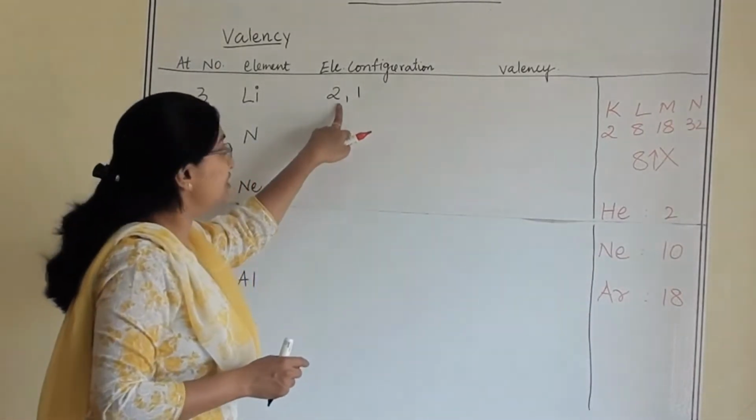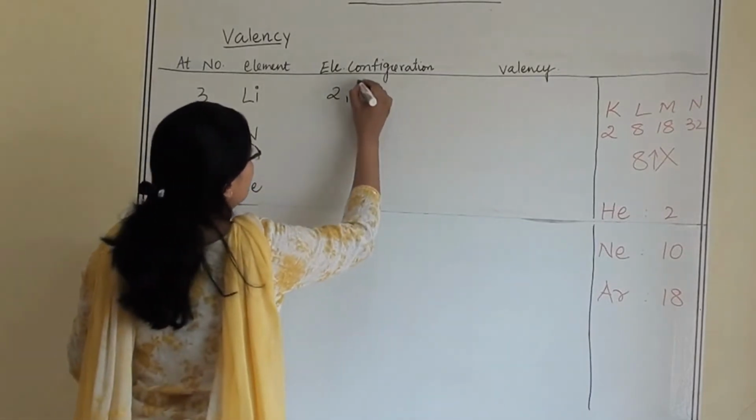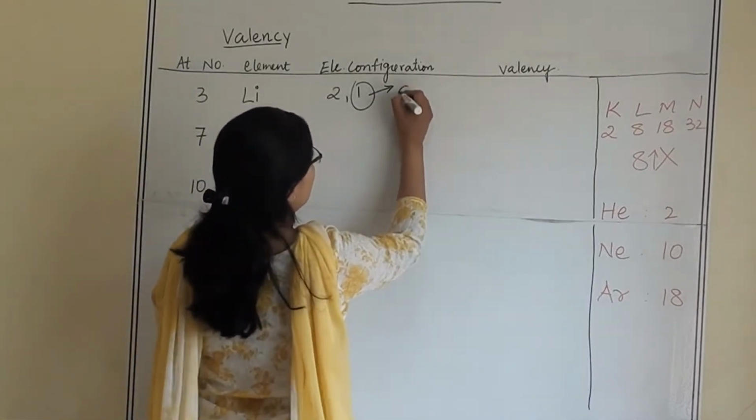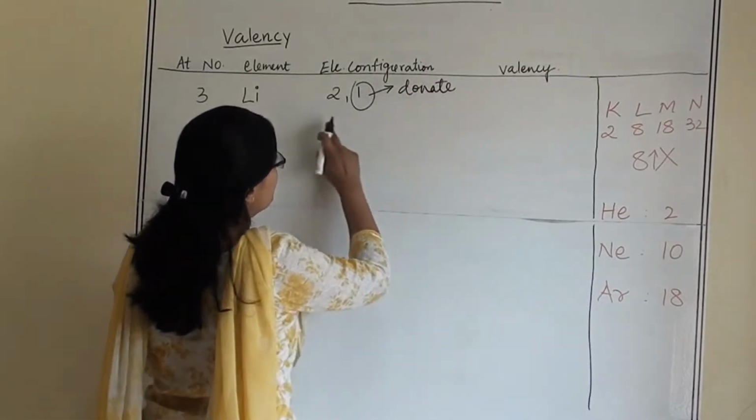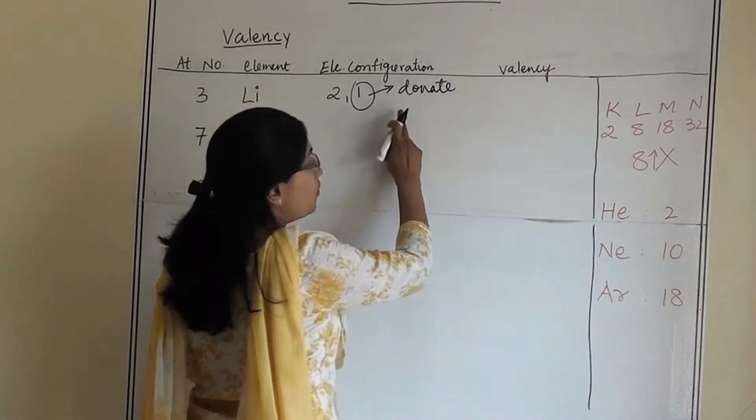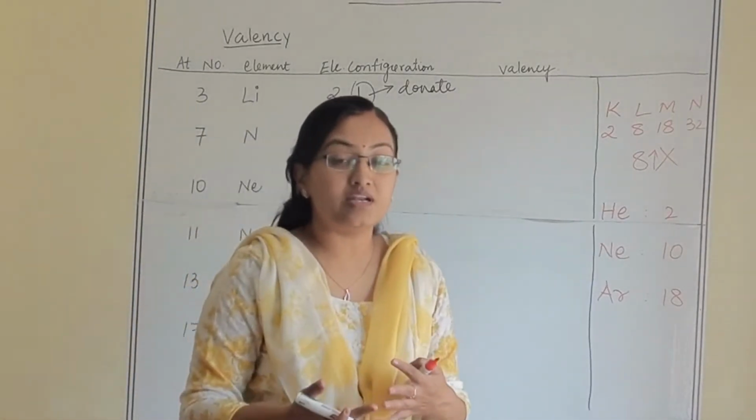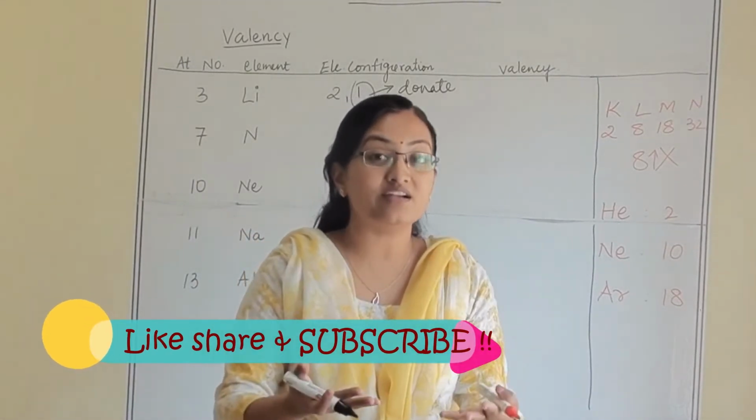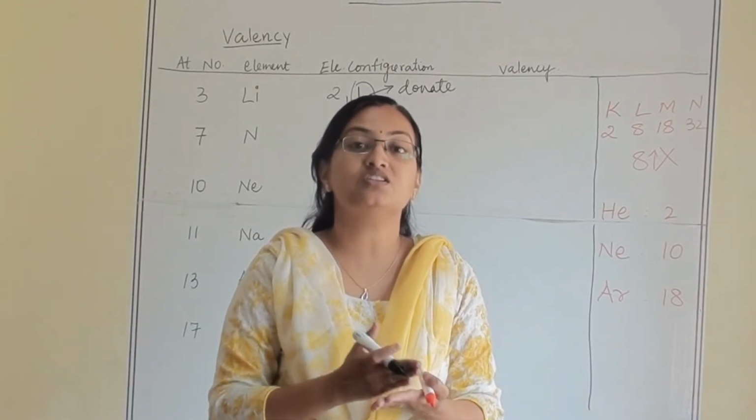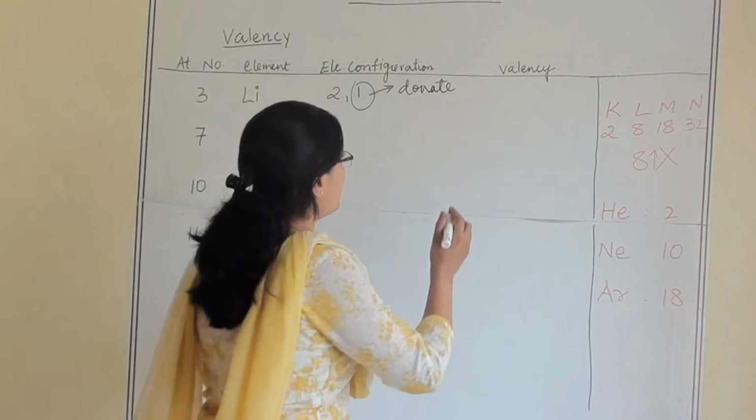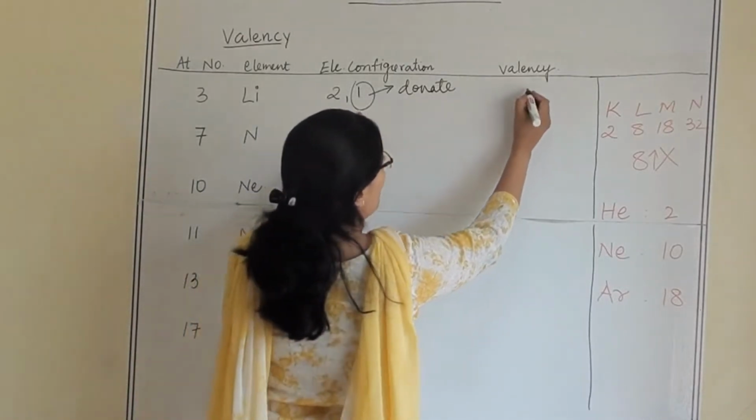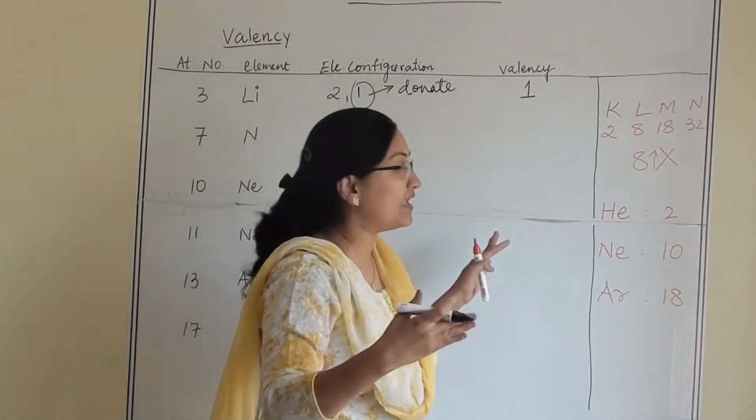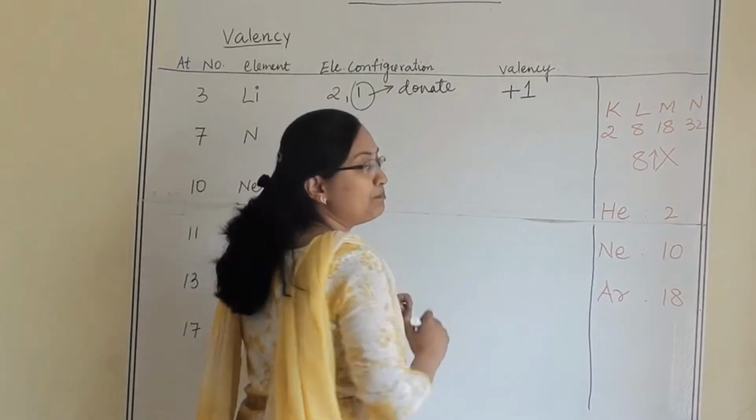So it should have 2 electrons. So what will lithium do? It will donate 1 electron, because it wants to be stable like helium. When any element donates 1 electron, it will gain a positive charge. How many electrons they donate, that many positive charges they will get. So here what will be the valency? Because it is donating 1 electron, the valency is 1. And since the electron is moving away, that's why the charge will be plus.